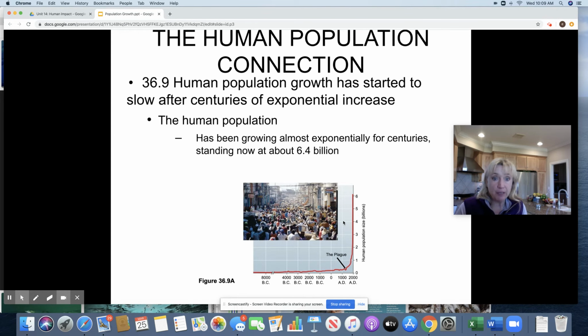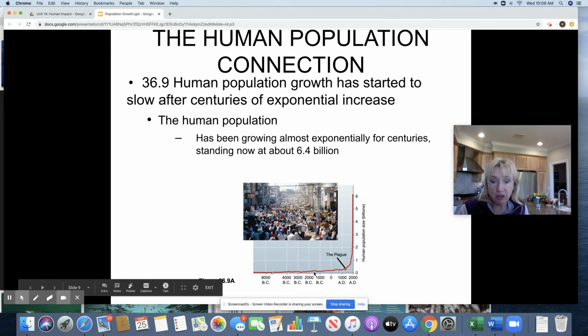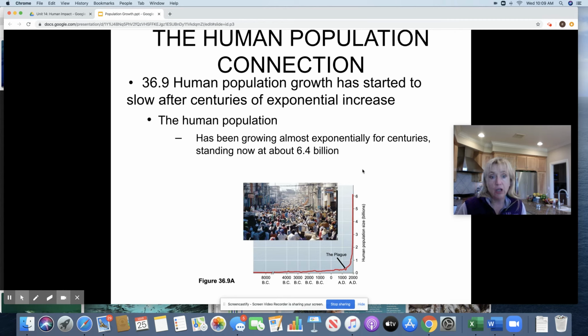The human population has been doing that exponential growth for a very long time. We were down here. This is billions of people. And the plague caused this little tiny dip, and then we've actually shot up. We're up here now, and it's been exponential growth. We're over 6.4 billion as of today. So this is just shooting up.